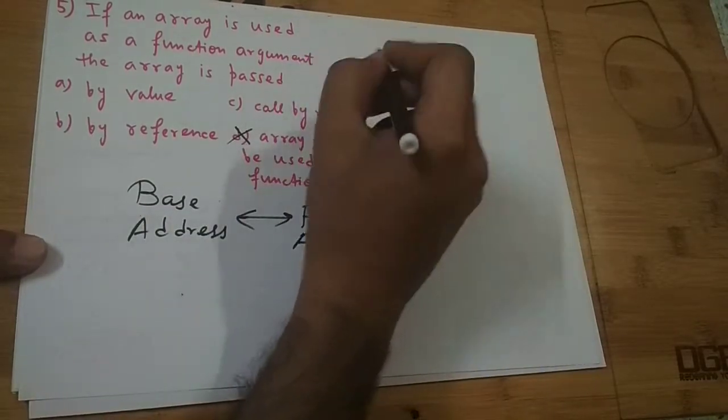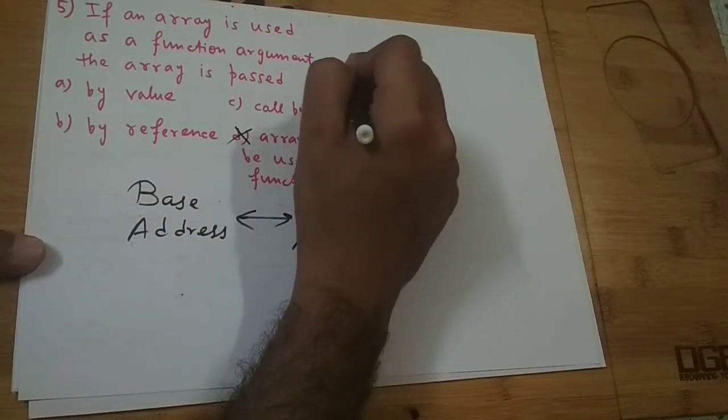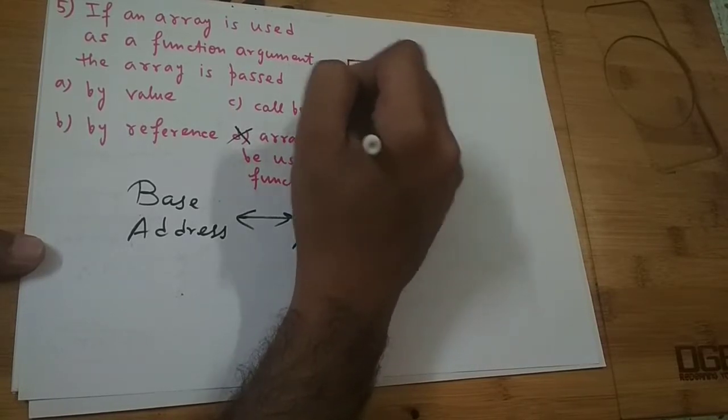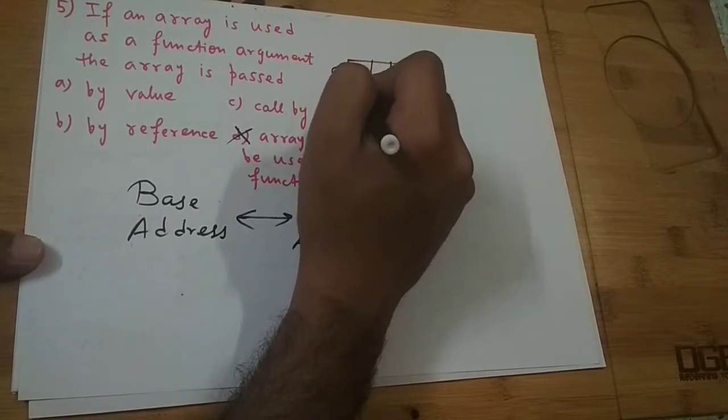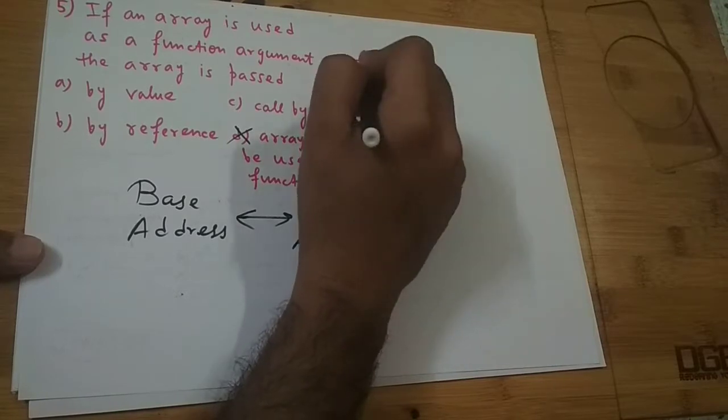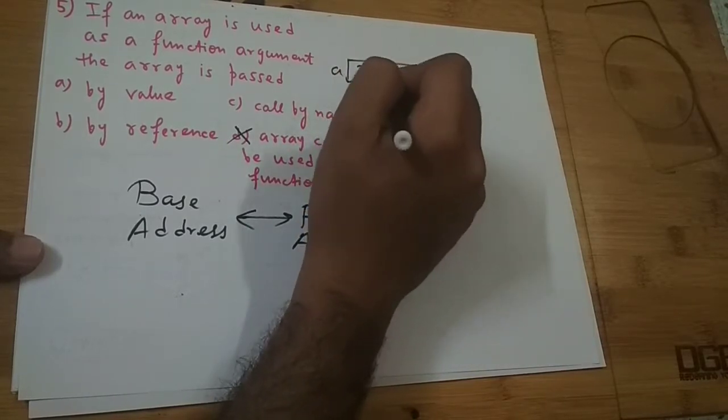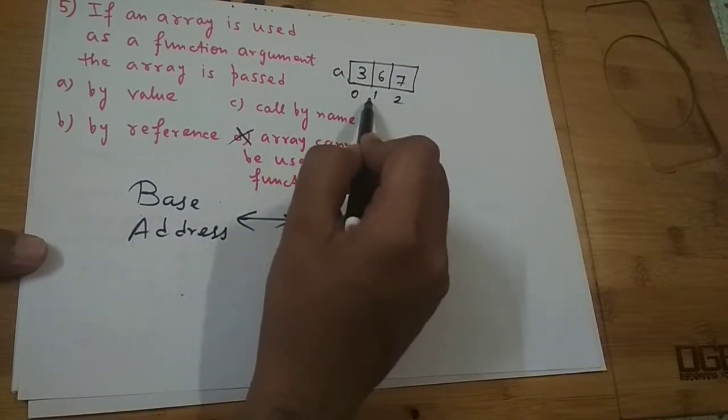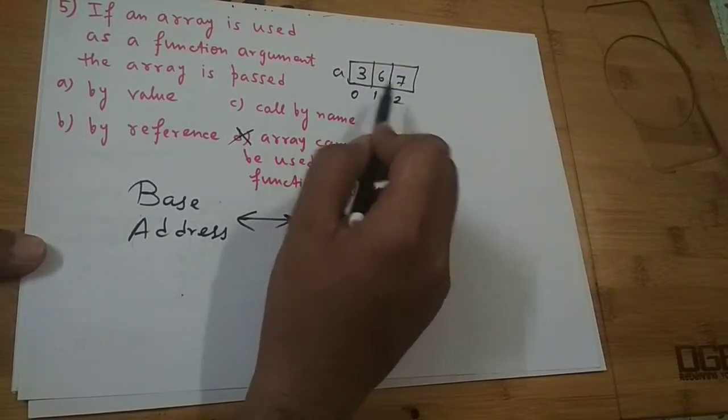Let me dwell upon this point a bit. Let's say I have an array by the name of A, and this array is of size 3. So it has 3 indices 0, 1, 2, and let's say the values are 3, 6, 7. Now what is this array? This array is a collection of 3 variables, 3 integer variables.